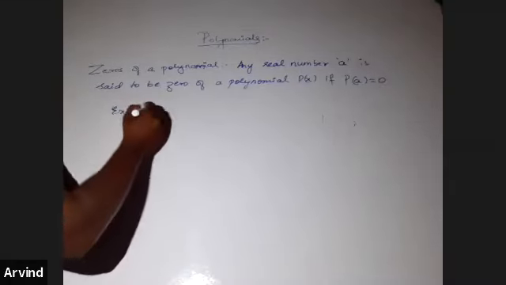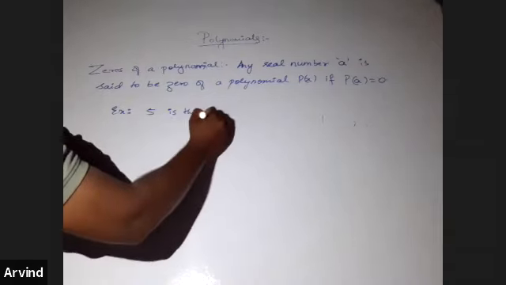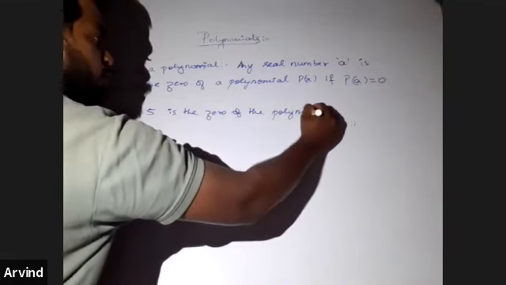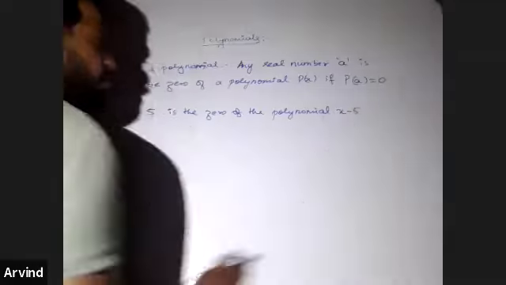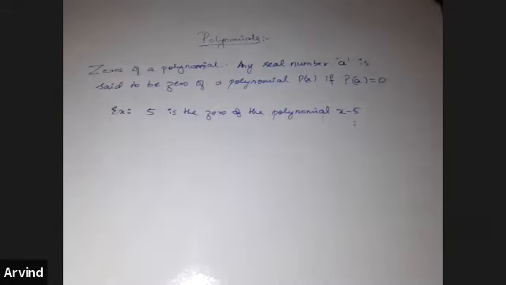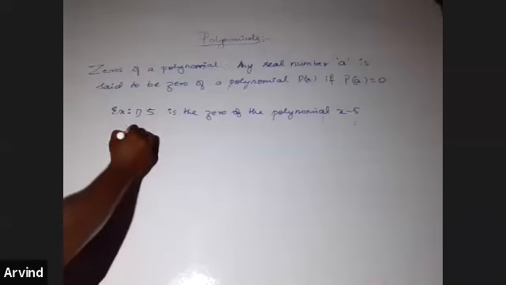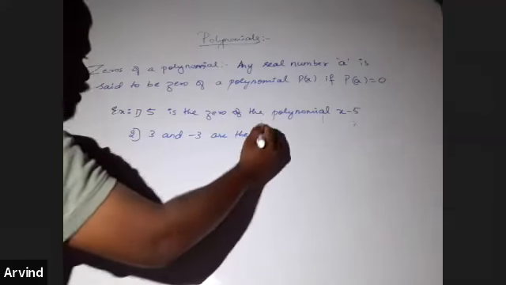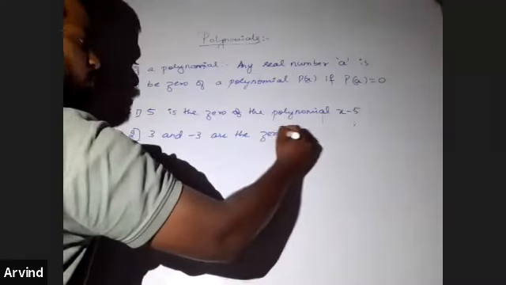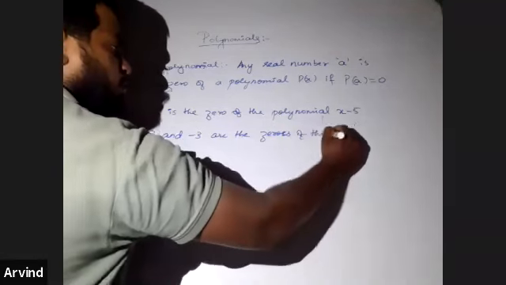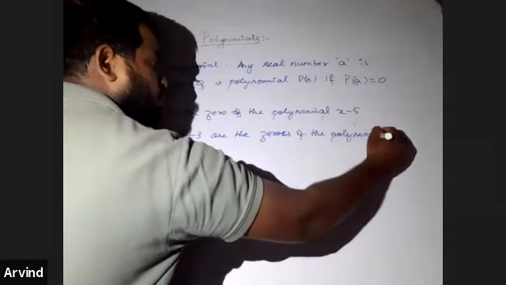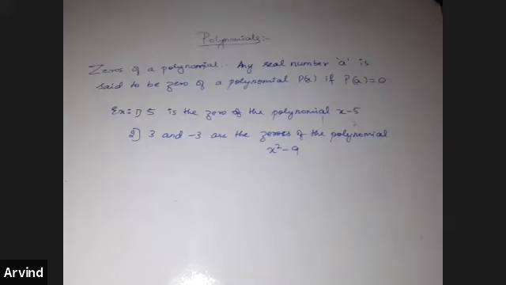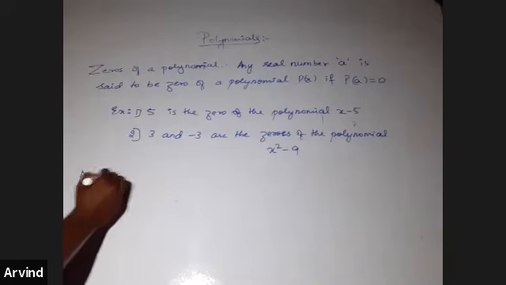Example: 5 is the zero of the polynomial x minus 5. Why? Because if you take this 5 and put it in place of x, 5 minus 5 gives 0. 3 and minus 3 are the zeros of the polynomial x square minus 9. Okay, then let's take it as a note.